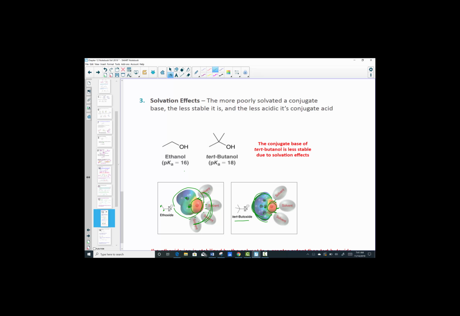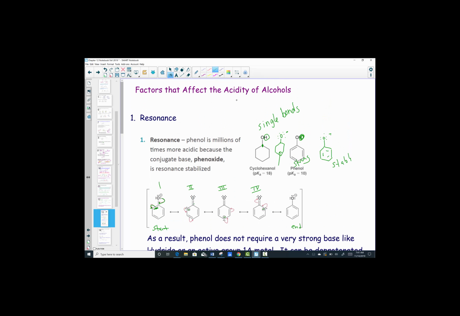So you'll see a straight chain carbon is more acidic, easier to remove the hydrogen, because I can stabilize this charge with the solvent interactions. And if I have a big bulky base, it is less acidic because the negative ion is less stabilized by the solvent interactions. So in this section, we simply reviewed how the acidity of an alcohol is affected by resonance.